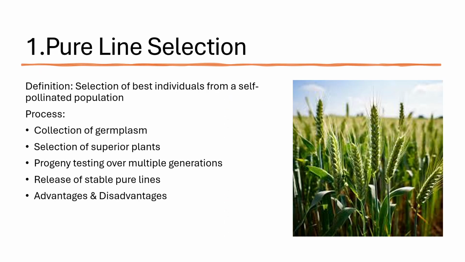Pure line selection. It involves selecting the best individual plants from a self-pollinated population, testing their progenies for several generations, and finally releasing uniform, stable, pure lines. Advantages: produces highly uniform and stable lines. Disadvantages: time-consuming and limited scope for further genetic improvement.